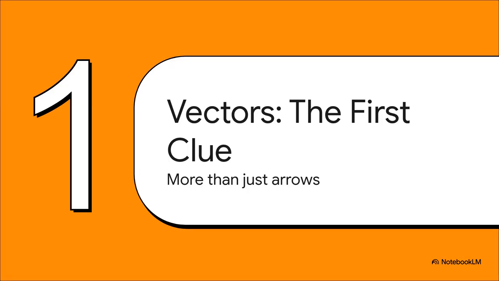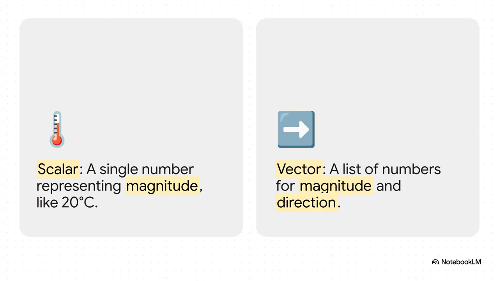To solve this mystery, we got to start with our very first clue, the vector. Now, if you're picturing just a simple little arrow pointing somewhere, well, you're only seeing a tiny piece of the puzzle. The idea is so much bigger than that. So in science, we're usually dealing with two basic kinds of quantities. First up, you've got your scalars. It's just a single number, a magnitude. Like the temperature outside is 20 degrees Celsius.